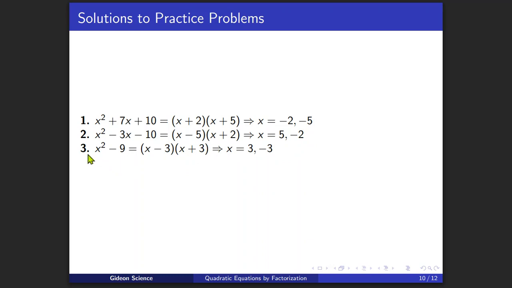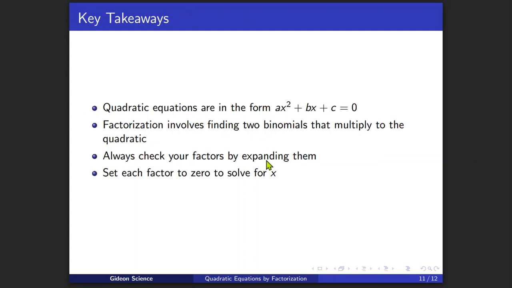Now for number 3, you can see x squared minus 9 can be expressed as x minus 3 times x plus 3. And the solution here is that x is equal to 3 or minus 3. So, what do we take away from our discussion?